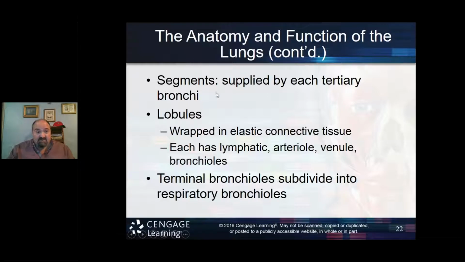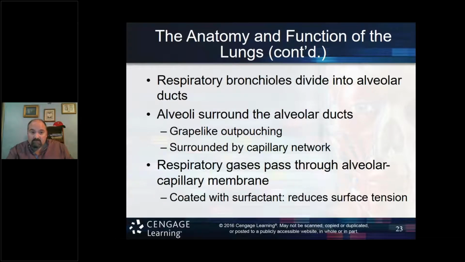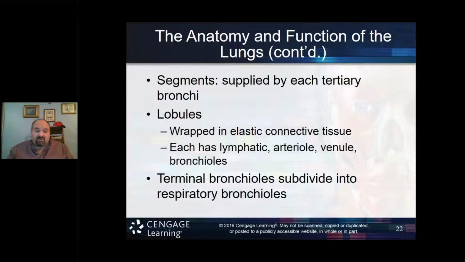I said to you before, the segments are supplied by each of the tertiary bronchi. And you should know this here, that the terminal bronchioles, and this will get a little confusing because you would think if something is terminal, like the axon terminals, that would be the distal portion of that axon and its connection at the neuromuscular junction. But really, for the lungs, the terminal bronchioles are not the last bronchiole. It's really the most distal conducting bronchiole.